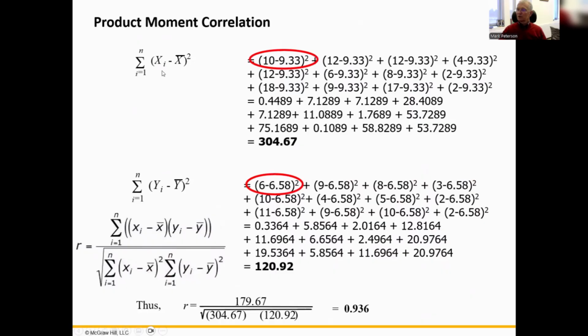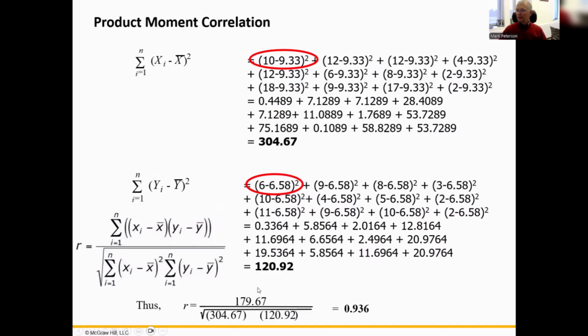All right, so we have this difference squared here for our X. So we're summing all these difference terms that are squared. We get 304.67, and we're doing this for Y. We're subtracting the average for Y from each respondent's Y value, squaring those, and then summing that, and then we get 120.92.